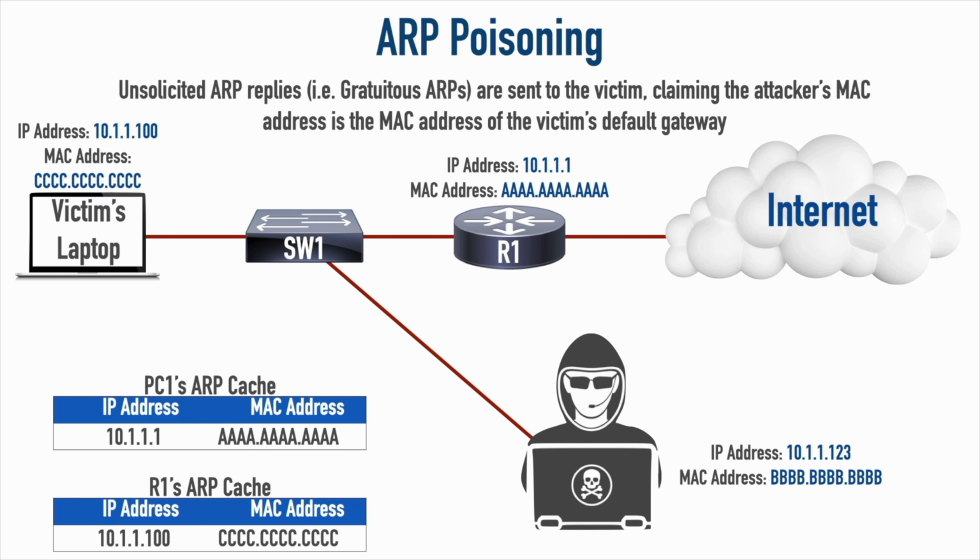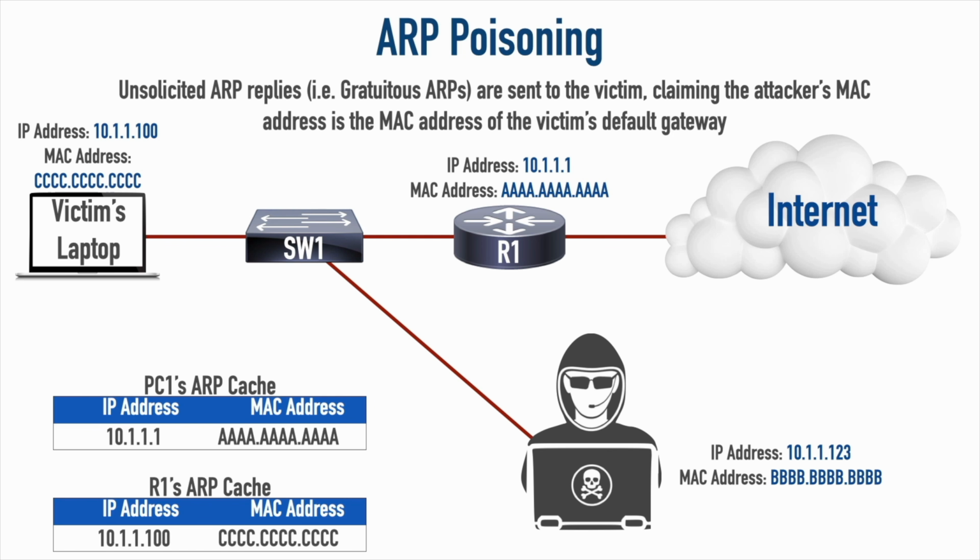So when the victim tries to go out to the internet, it's going to go to the MAC address of the attacker, not router R1. And because we want bidirectional traffic, the attacker is also going to try to convince R1 that the MAC address associated with 10.1.1.100, the victim's laptop, is all B's. Again, the attacker, so we can have that bidirectional communication.